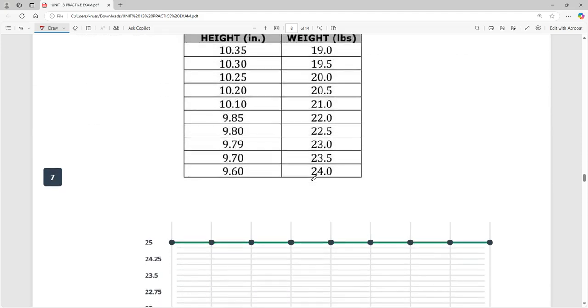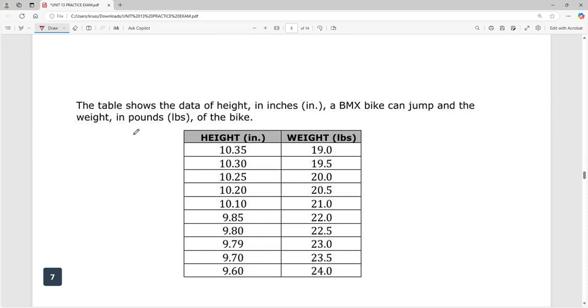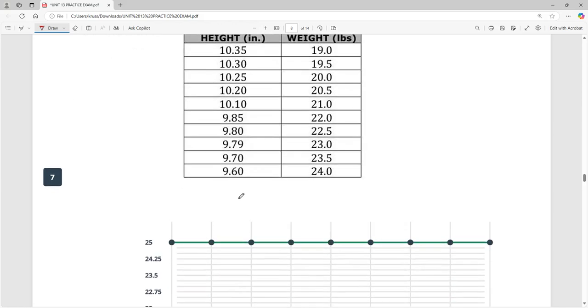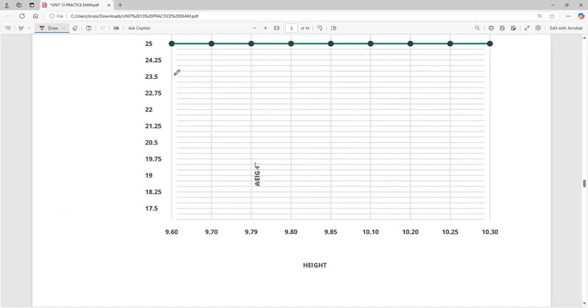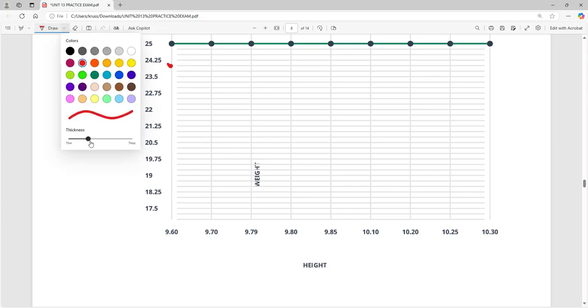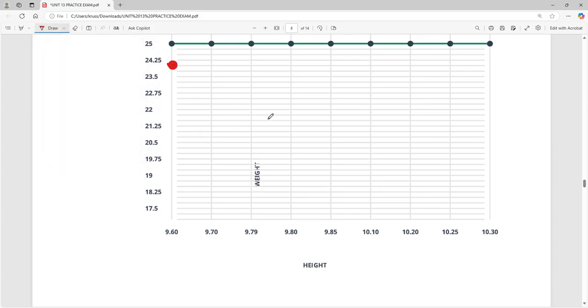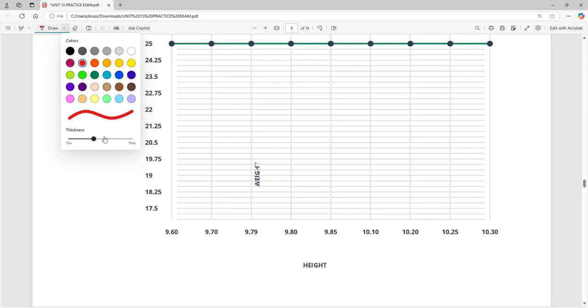All right. So here's a table that shows how high the BMX bike can jump, and the weight in pounds of the bike. So this is how high it'll jump, and this is the weight of the bike. Okay, so this is just a plotting game, right? So at 9.60, you find 24. So here is 23. Here's 24. So right here, 24.5. So right there must be 24. Can I make this bigger? Yeah. Maybe I make that smaller. Make it like right here. So right there is 24.